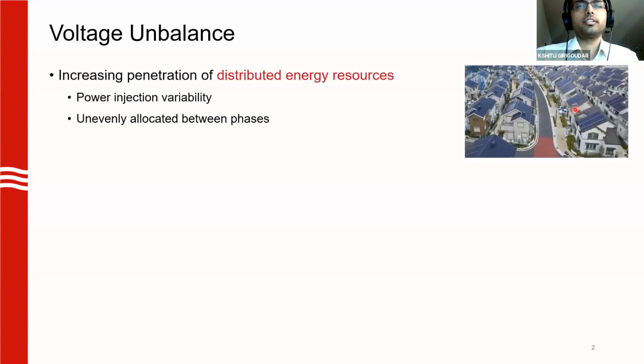As you all know, there has been growing penetration of distributed energy resources like rooftop solar PV in the recent past. There is some uncertainty associated with the power injection of these resources. And additionally, they're not typically allocated equally between the phases of the distribution grid. So this gives rise to a power quality issue called voltage unbalance.